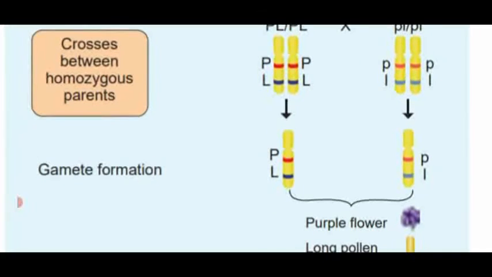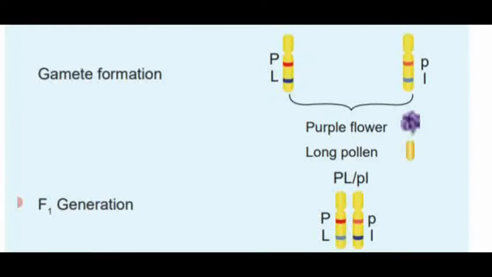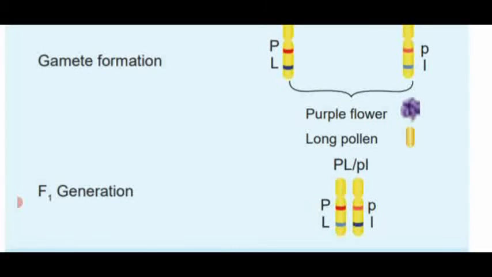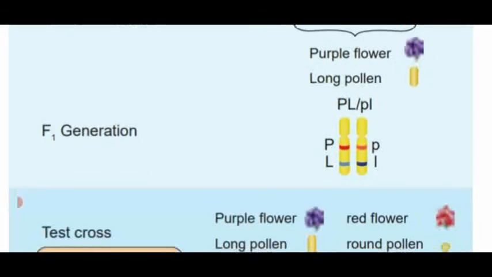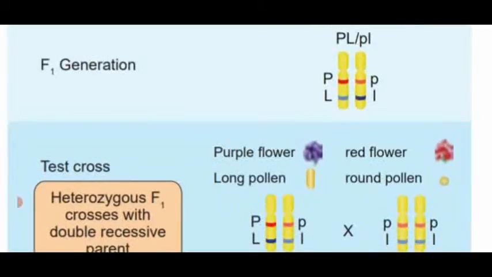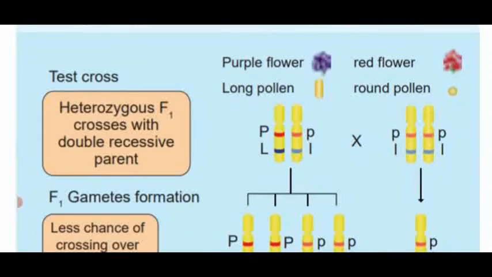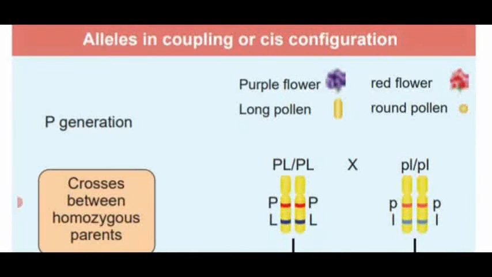Then the gamete formation is capital P capital L, small p small l, which is formed in the F1 generation. The genotype is capital P, small p, capital L, small l, which indicates only the dominant character. So all the F1 generation are purple flower with long pollen. Then the F1 generation is crossed with the recessive parent. What is the recessive parent?